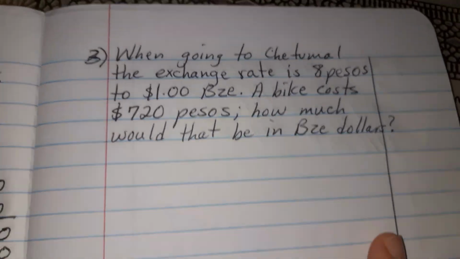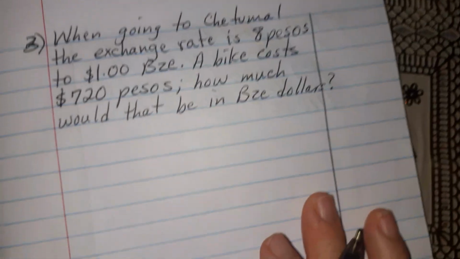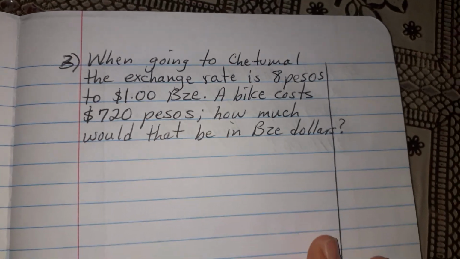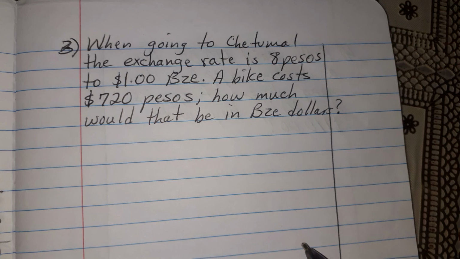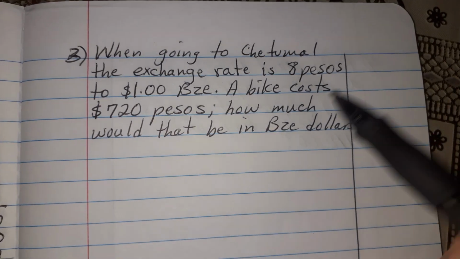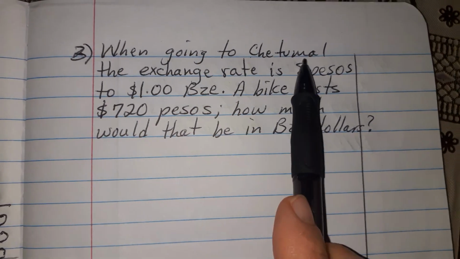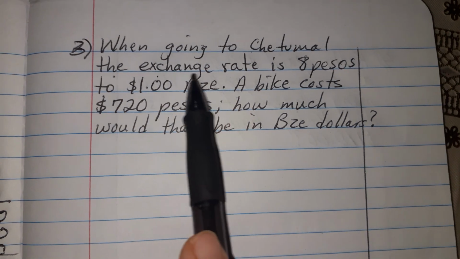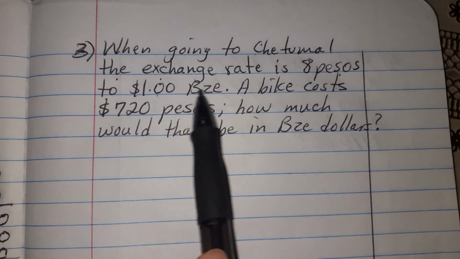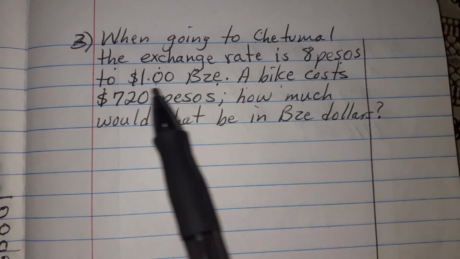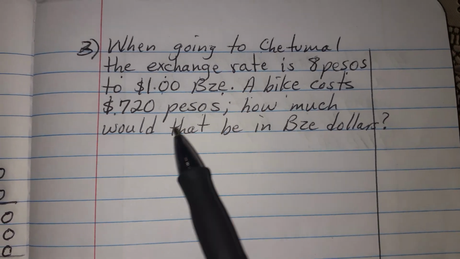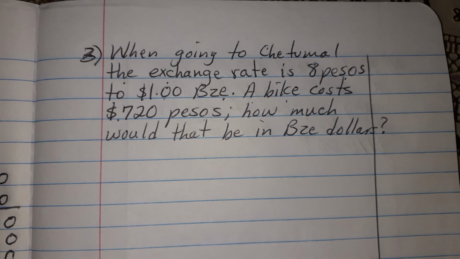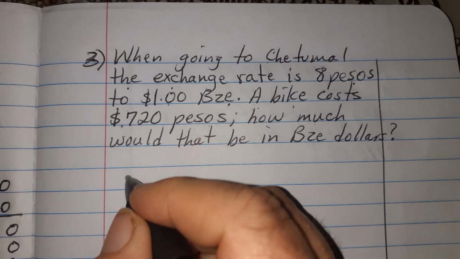I want you to get this clear because the problems for this week are based a lot on money exchange and so on. So this problem says when going to Chetumal, the exchange rate is 8 pesos to $1 Belize. A buy costs 720 pesos. How much would that be in Belize dollars? The first step would be set up the problem.